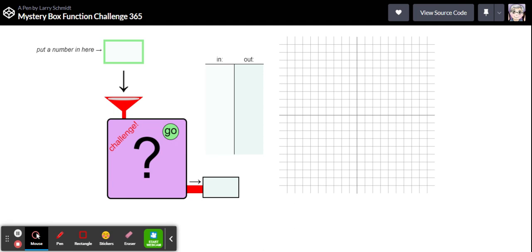So this is a particularly tough one. Inside the purple mystery box, there's some math, some tough math, and your challenge is to figure out what that math is. As always, you can use the link in the description to try this out on your own. And when you've got an idea, come on back and see if we get the same thing. All right, let's start with a 0.